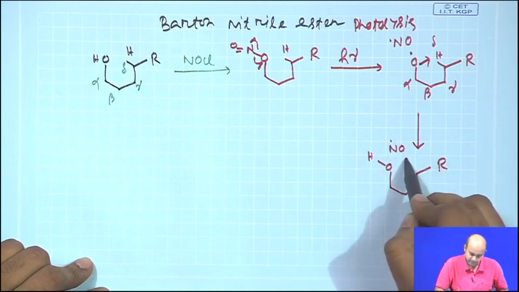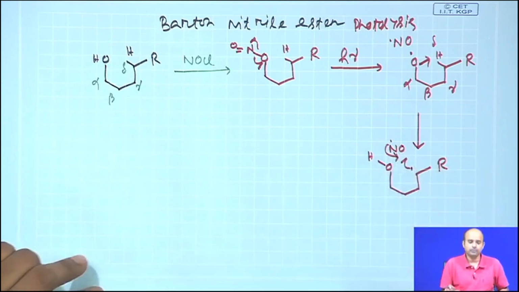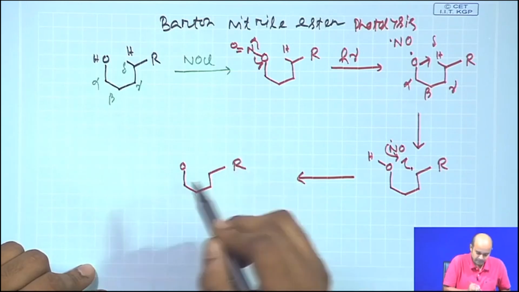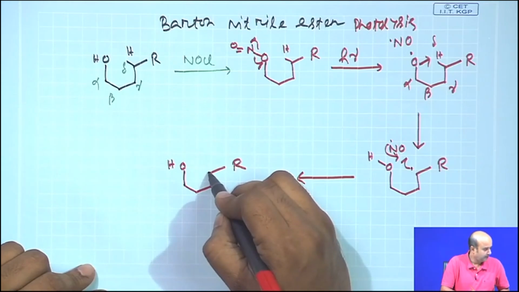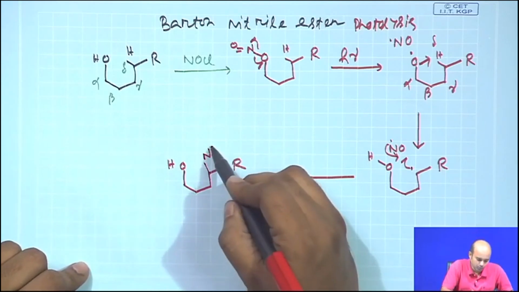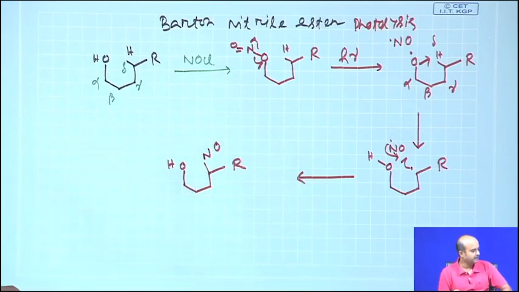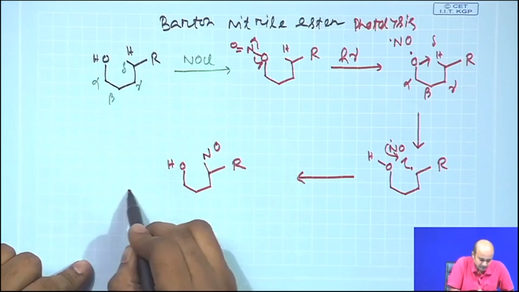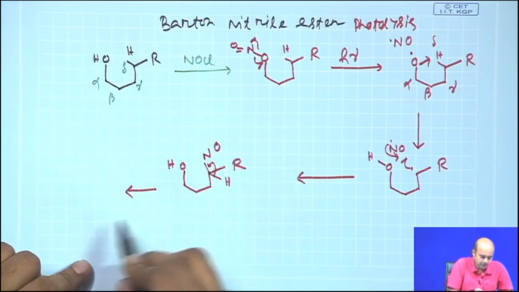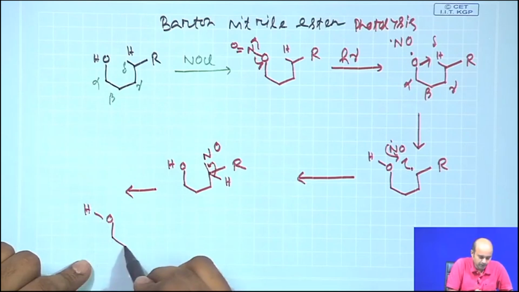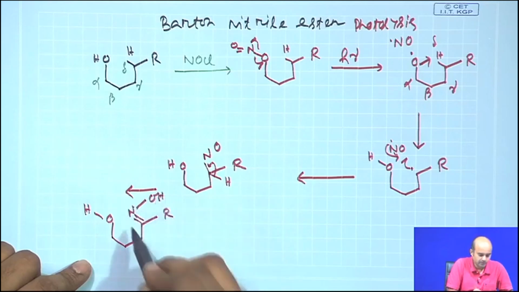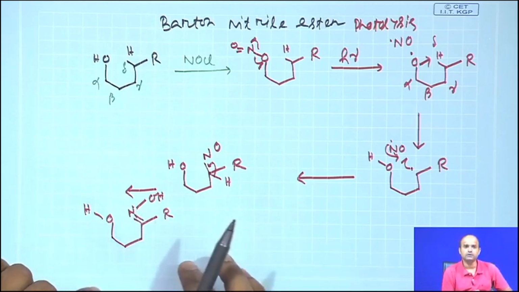So, what it does, this is radical-radical pairing, and once this radical-radical pairing takes place, this is now OH and this will now have this NO. After this radical-radical pairing, this compound again has a hydrogen, and a tautomerization will take place to give you the corresponding oxime. So, this is in a nutshell the Barton nitrite ester photolysis.